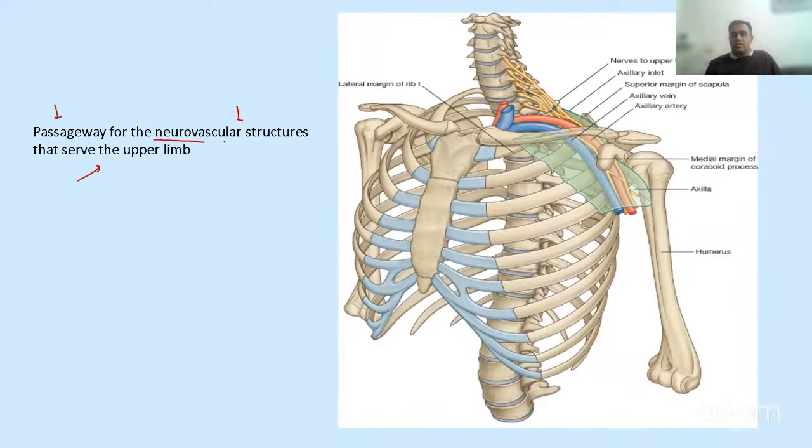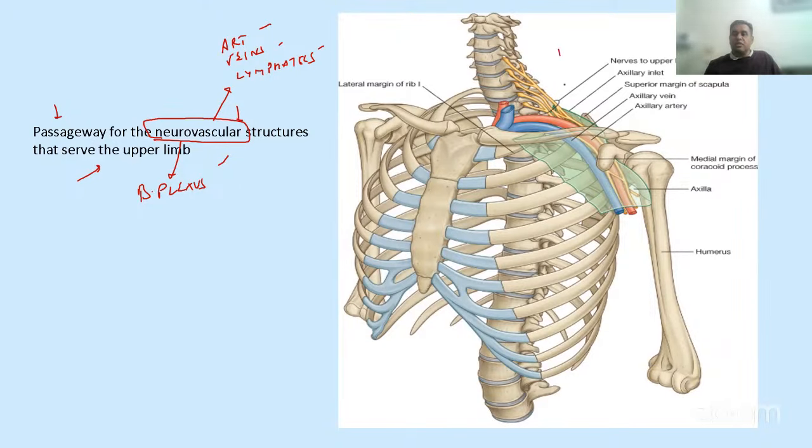So what are the neurovascular structures that serve the upper limb? Neuro means what? Brachial plexus. So will it serve the upper limb? Yes, all the muscles and the skin. Vascular means what? The blood vessels, that is the arteries, the veins, and the lymphatics. Correct. So all these nerves, artery, vein, lymphatics, they actually pass through the axilla.